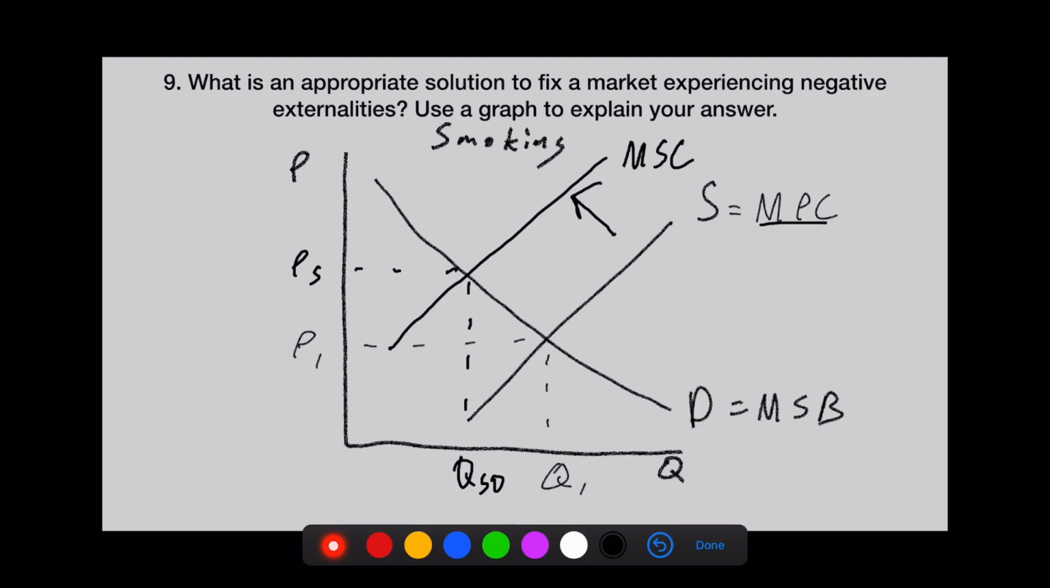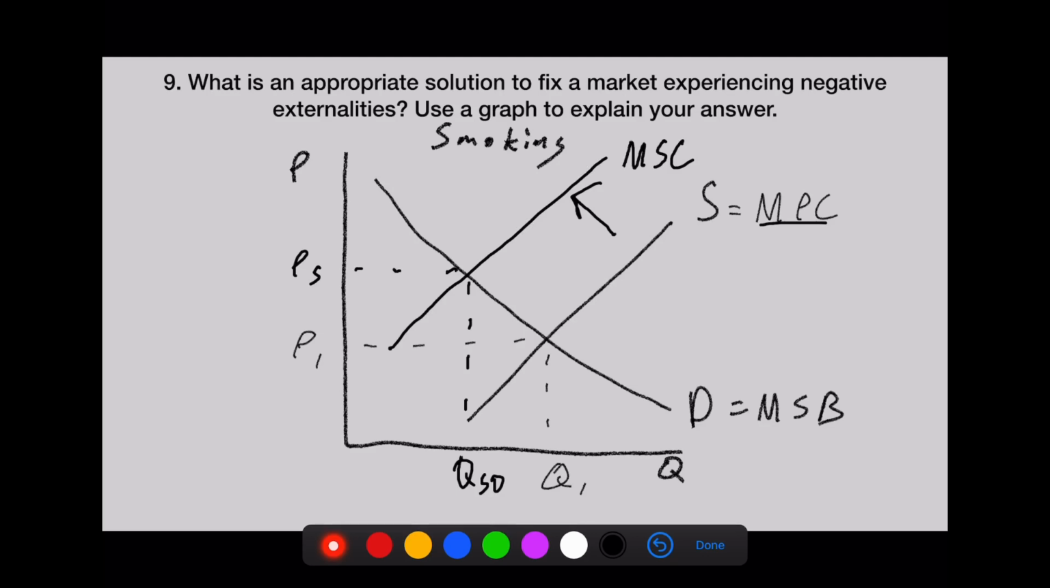We need to use a tax, but what kind of tax? Is it per unit or lump sum? The answer is per unit. Lump sum only affects profitability because it'll get applied to fixed costs. Per unit affects output. Every unit you make, you're going to be taxed on. That's actually going to reduce output and eliminate the externality.